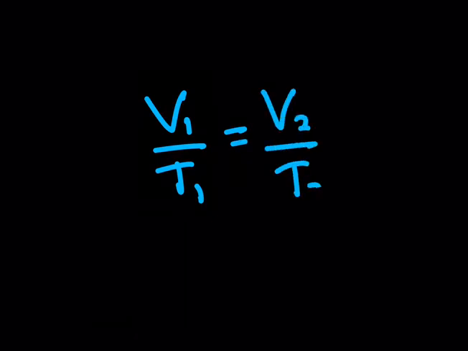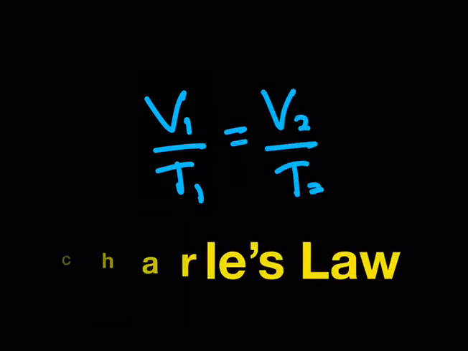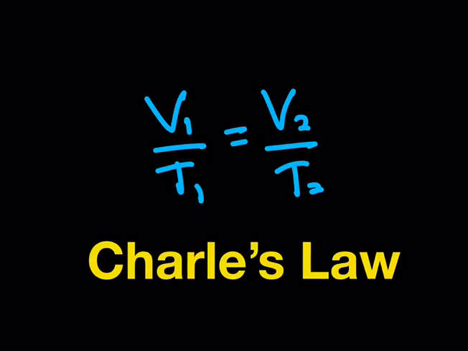Well, again, here is the mathematical equation that relates the volume and temperature, where V1 over T1 equals V2 over T2. We call this Charles' law.